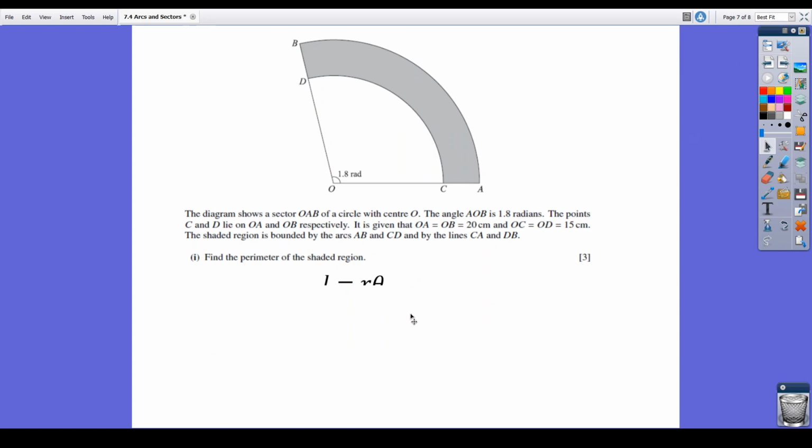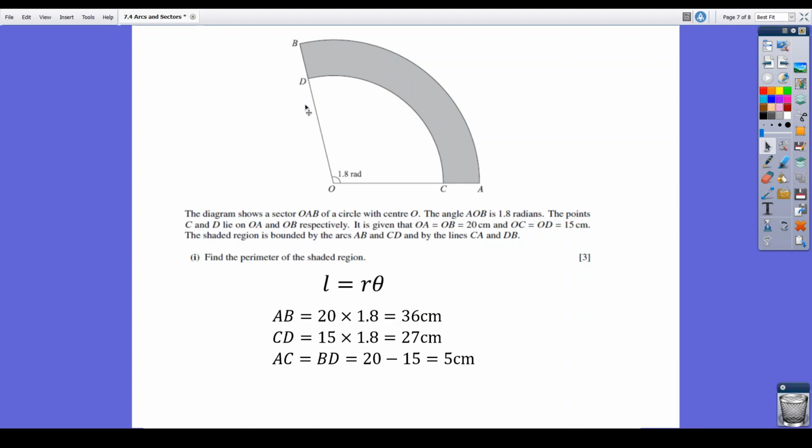So I'm going to work out the lengths of the arcs, so that's L equals r theta. For instance, for A to B, the radius is 20 and the angle is 1.8 radians. Similarly, we can work out C to D as being 15 times 1.8 radians, the angle is still the same. We work out the two differences here are each 5. We add everything up to get our answer of 73 centimetres. So we can do the perimeter straightforwardly.